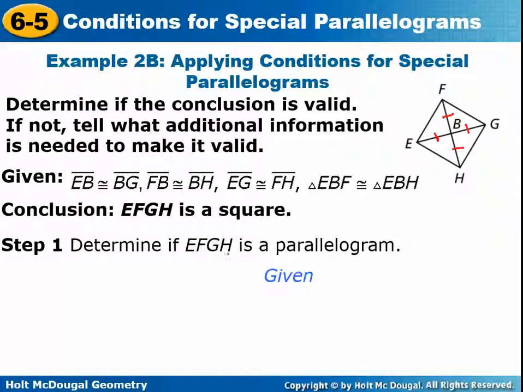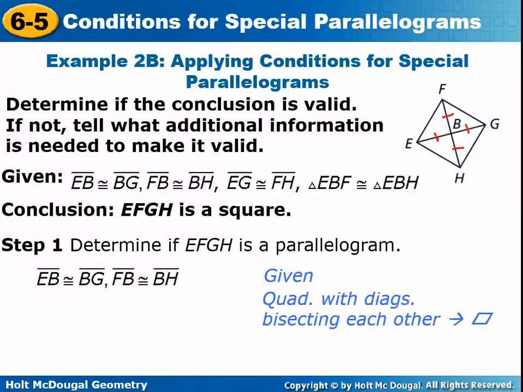So first of all, we are going to determine if it's a parallelogram. Also, we're given that triangle EBF is congruent to triangle EBH, which means that all parts are congruent. That's very handy. All right, so we're given those things, the segments being congruent that I already have marked. So we know it's a parallelogram because it's a quadrilateral with the diagonals bisecting each other. That's one of the theorems that you learned about in 6.3 to determine that it was a parallelogram.